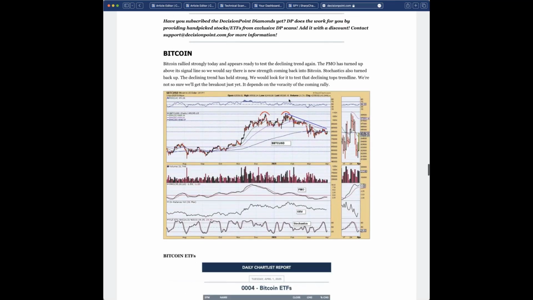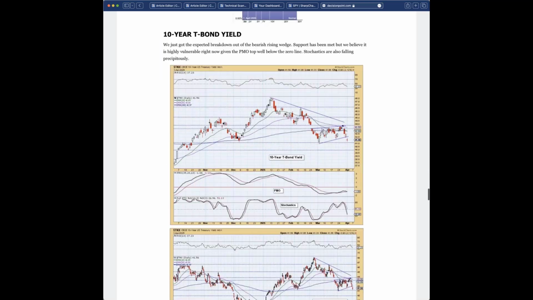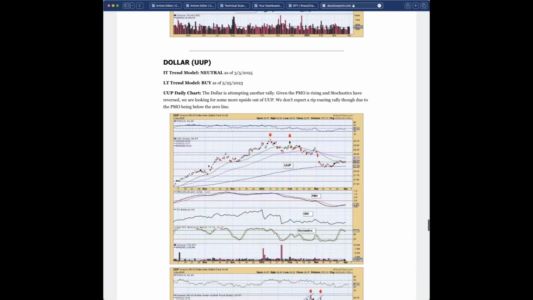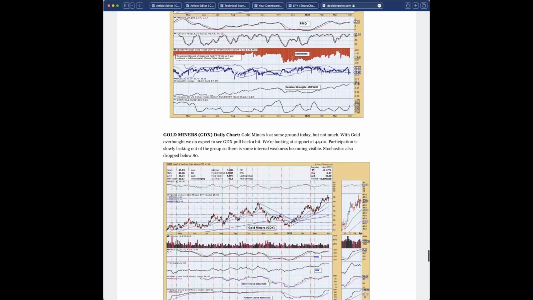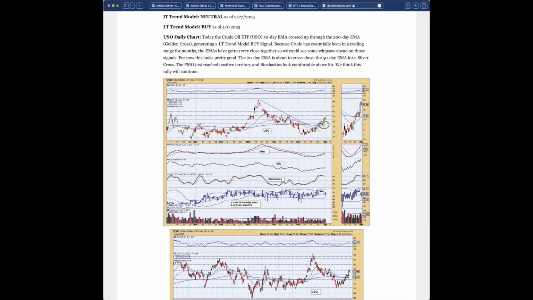The DP Alert also includes Bitcoin, interest rates, the yield. We look at bonds. We look at the dollar, look at gold, gold miners, and crude oil. So with the DP Alert, you get all of those. So hopefully you found this very interesting and helpful.